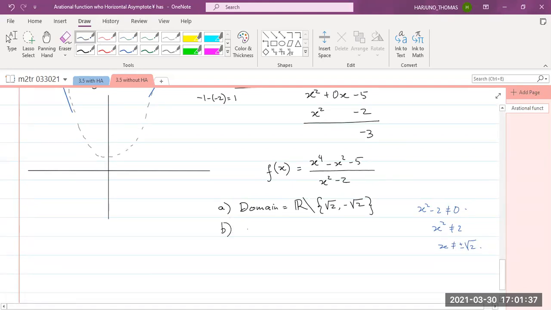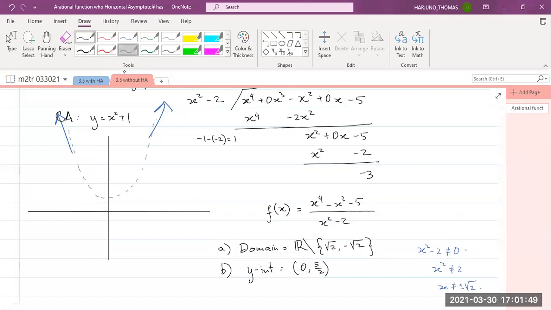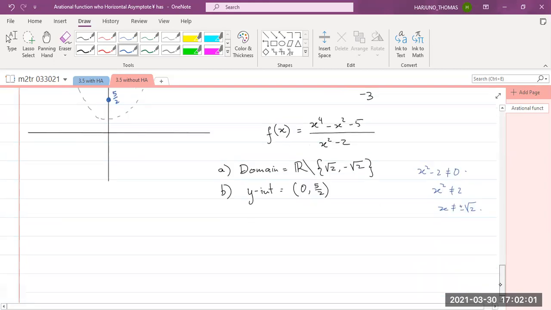Part B, what is the y-intercept? The y-intercept will be (0, 5/2), which is 2.5. So if that's the case, we have the y-intercept (0, 2.5). The graph will pass through that point. How about the x-intercepts?